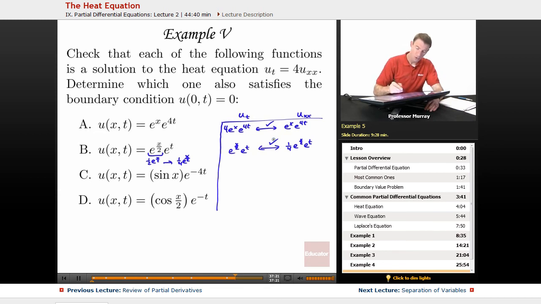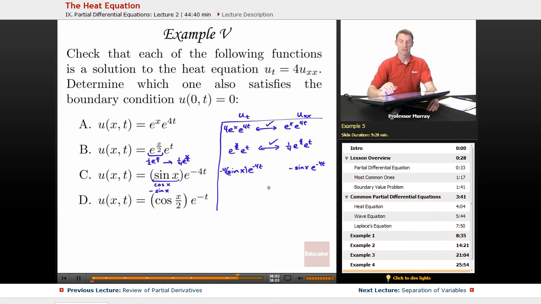For part C, if we do u_t, the sine x comes down as a big constant, and the derivative of e to the negative 4t is minus 4 e to the negative 4t. If we take the second derivative with respect to x, the e to the negative 4t is just going to be a constant. But for sine x, the first derivative is cosine x. The second derivative is negative sine x, since the derivative of cosine is negative sine. And so we get negative sine x e to the negative 4t. Looking at both sides, the left-hand side is exactly 4 times the right-hand side. So again, u_t is 4 times u_xx, so we do have a solution to the partial differential equation.